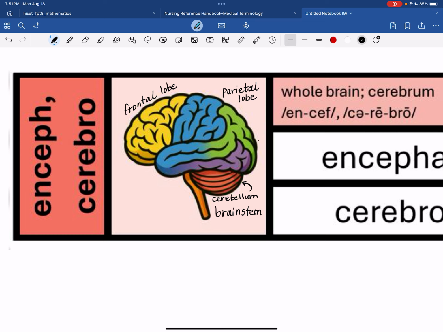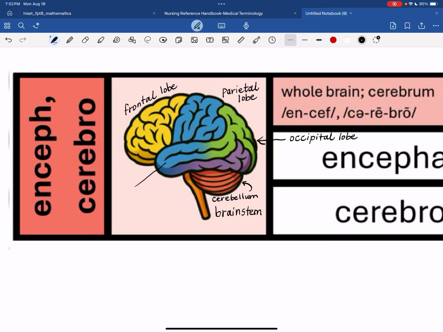This back area right here, the back of the head, is the occipital lobe. This is where your vision is controlled. If you get hit in this area, you will very often see stars. A growth or a rupture in this area can cause blindness. It's the area that controls vision.